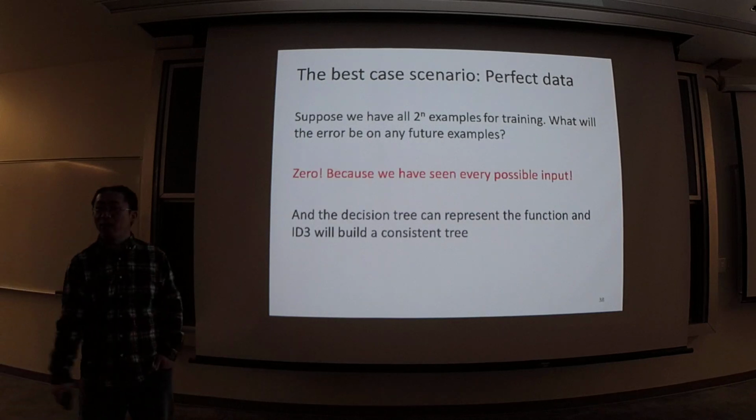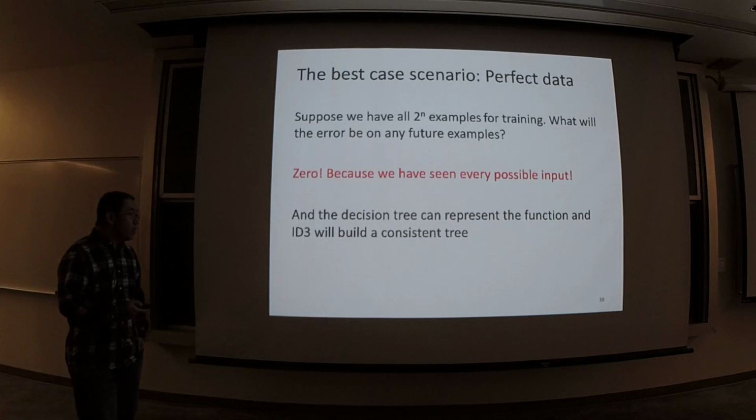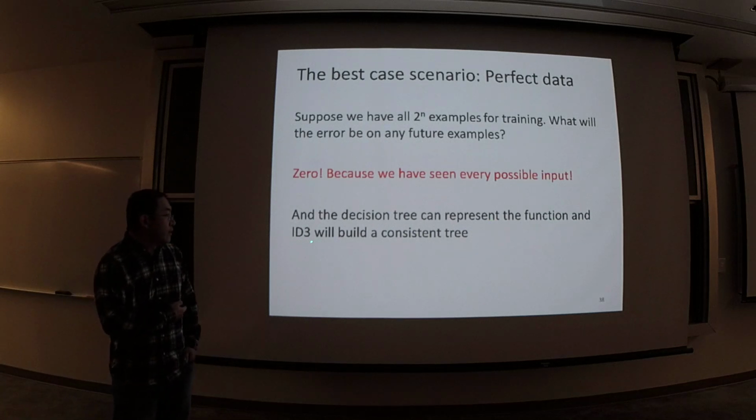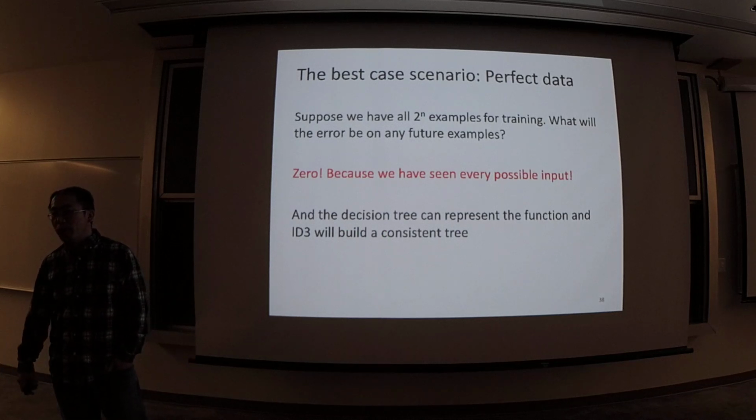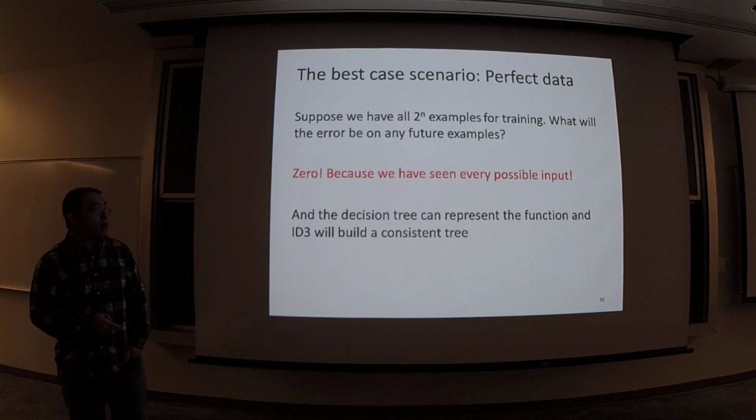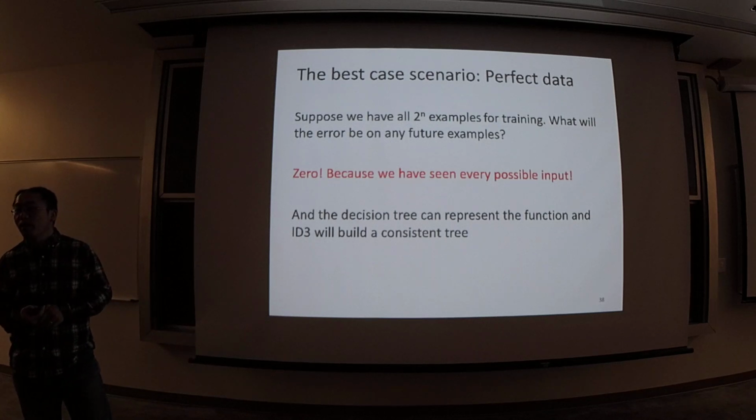Zero, because we have seen every possible input, right? So the decision tree can represent the function ID3 will build consistently, always, right? For these Boolean functions, it looks like a perfect fit between data, it looks good, right? It gives me a very accurate prediction on the test examples.